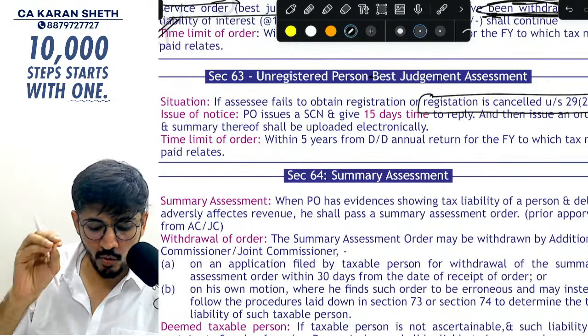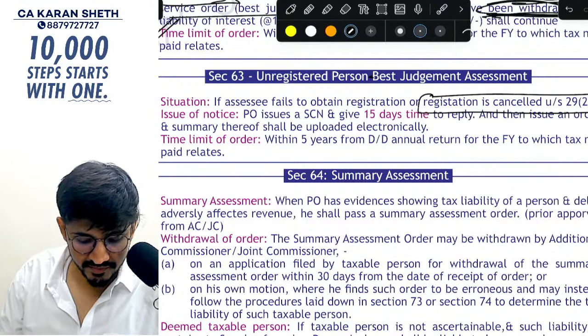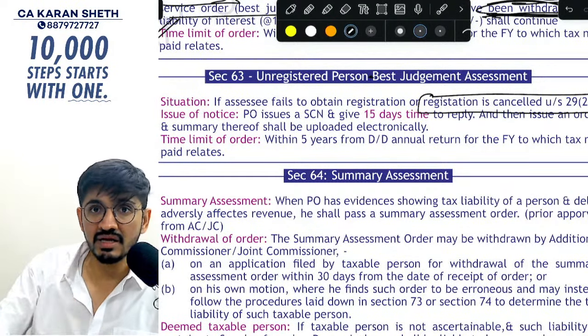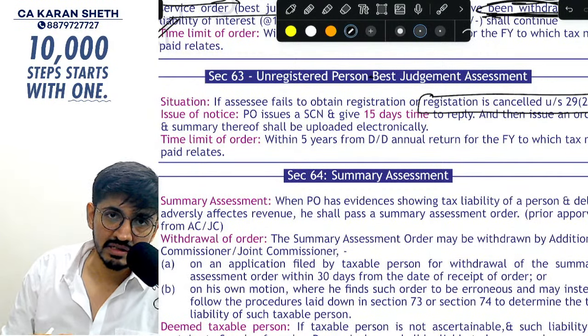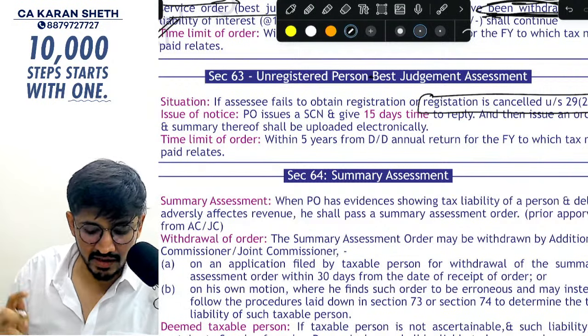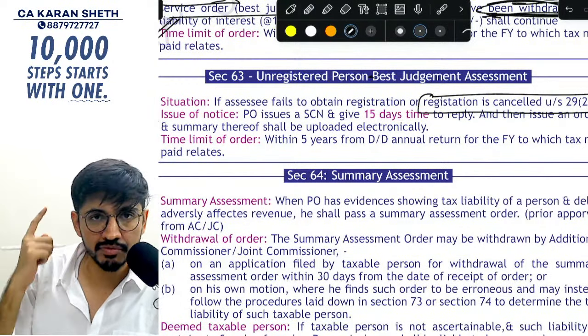And only then an order and a summary thereof shall be uploaded electronically. Simple. What is the time limit of the order? Within 5 years from the due date of annual return for which the tax not paid relates to. Okay? So the time limit is exactly the same for year 63 and 62.